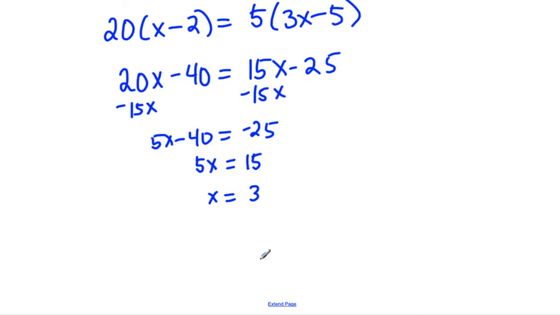Holy cow. What do you have to check on these? You have to make sure that your answers don't make the bottom 0. So if I put 3 into that original function, does it make the bottom 0? No. There's a lot of you. Yeah, I've done this way wrong.